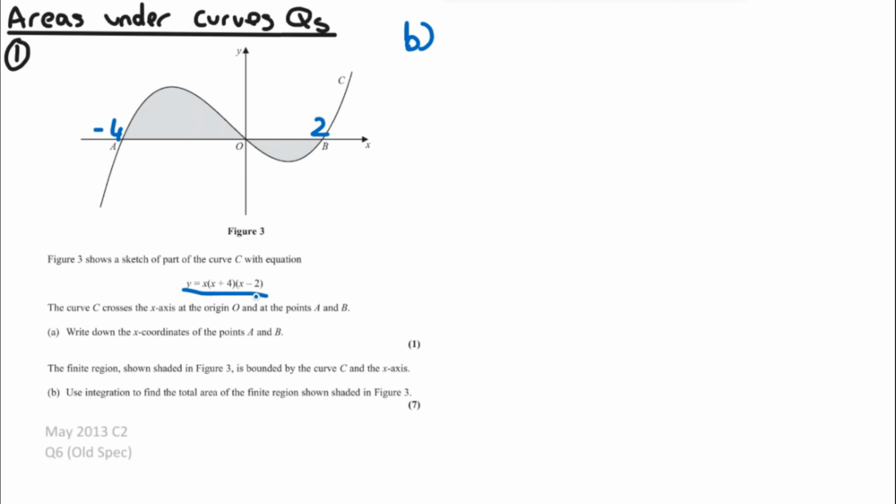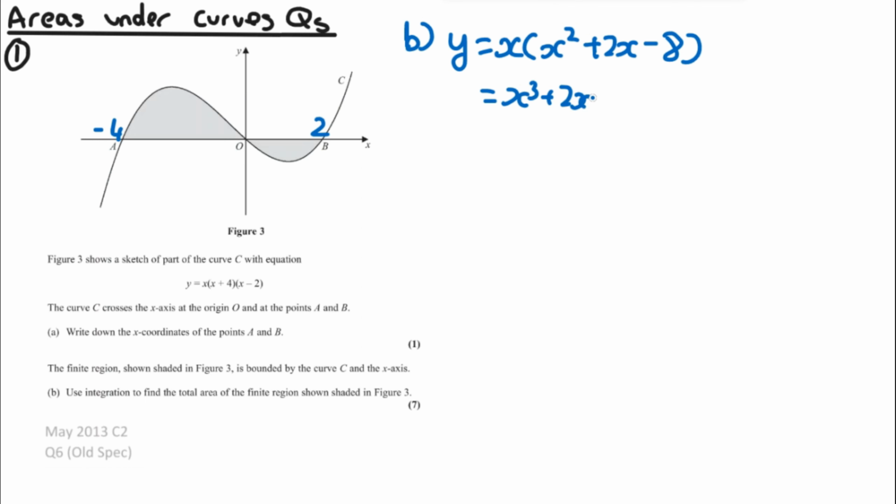First of all, let's write this in an easier to integrate form. So it's going to be y = x, and then we expand (x + 4)(x - 2) to x squared plus 2x minus 8. Then we can expand it again to x cubed plus 2x squared minus 8x.